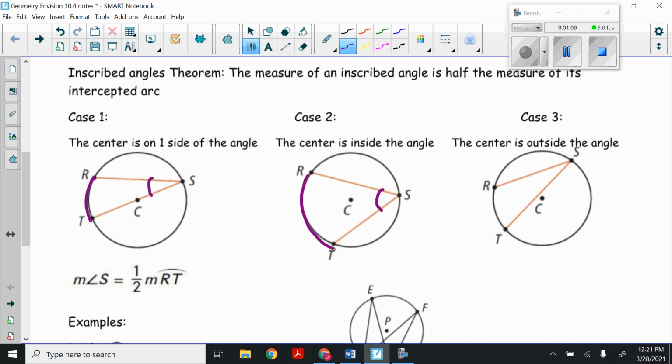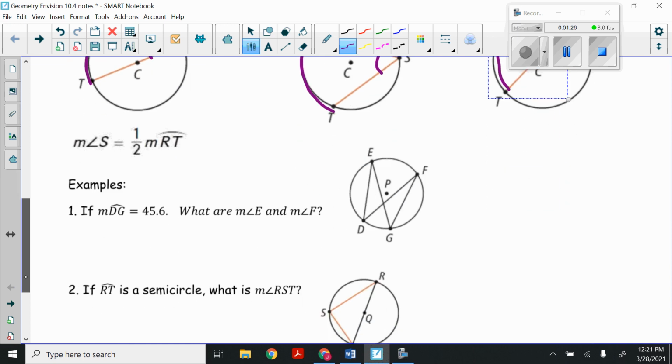And case number three, the center is outside of the angle. So this would be the inscribed angle. This would be the intercepted arc. The center is not included in that. In all three cases, we still find the angle the exact same way. So the measure of that angle is equal to half the measure of the intercepted arc. So let's look at some examples.